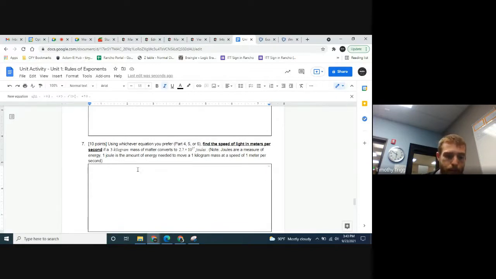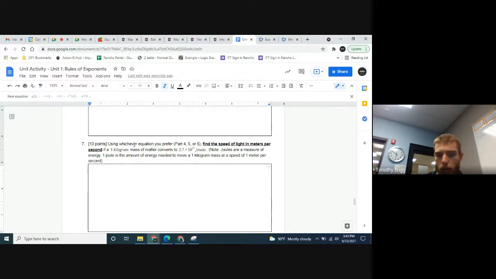Number 7, using whichever equation you prefer, either the one we got from part 4, part 5, or part 6, find the speed of light in meters per second if a 3 kilogram mass of matter converts to 2.7 times 10 to the 17 joules. Now, joule is a measure of energy, so that'll be our E. 1 joule is the amount of energy needed to move 1 kilogram of mass at a speed of 1 meter per second.